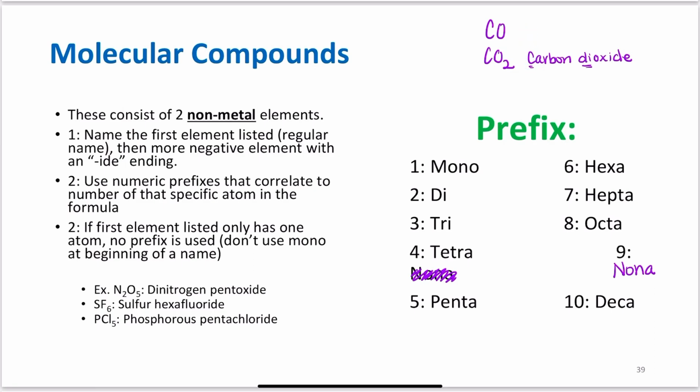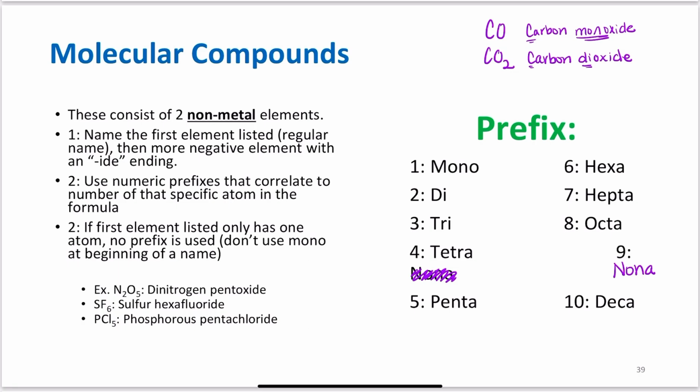Two oxygens. I don't put mono in front of carbon. But for CO, I write carbon monoxide. I am now emphasizing that I have one oxygen in this formula, but I'm not putting a prefix in front of the carbon because it's the first element listed. The first element listed does not have a prefix. It means there's only one of them.